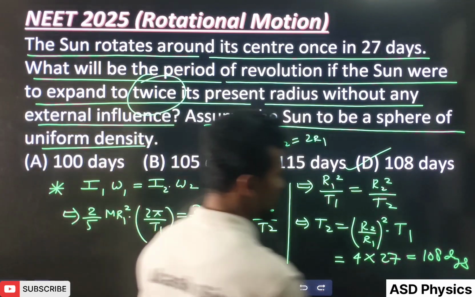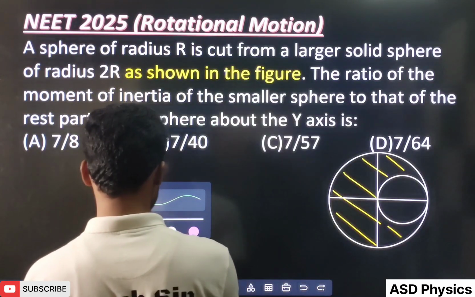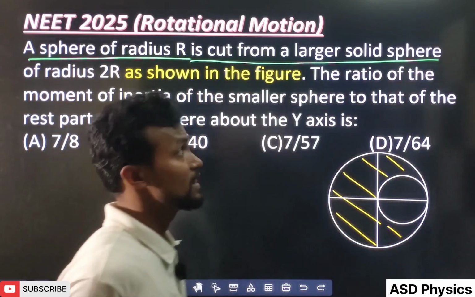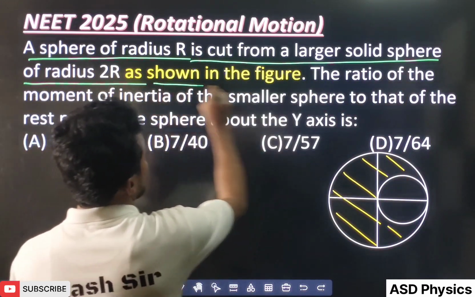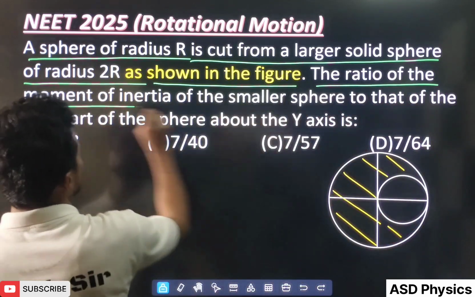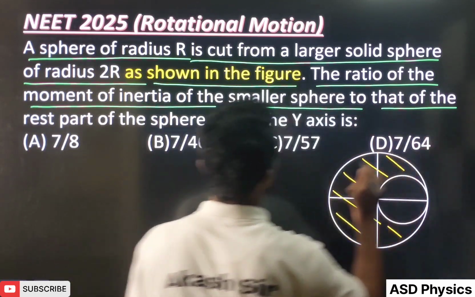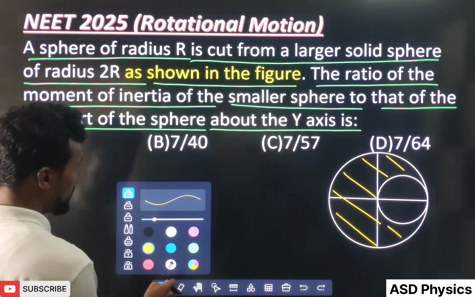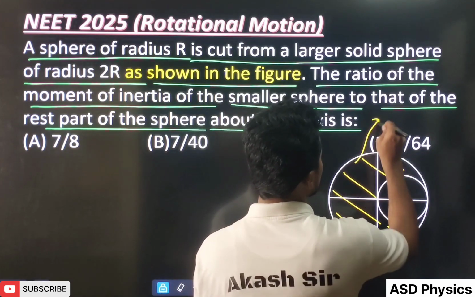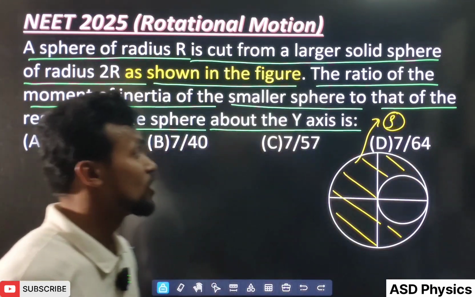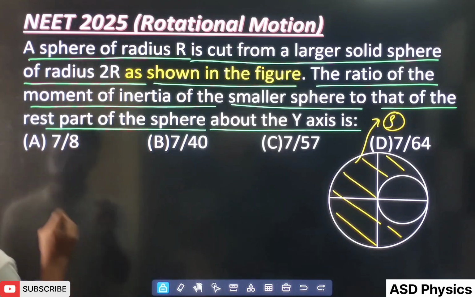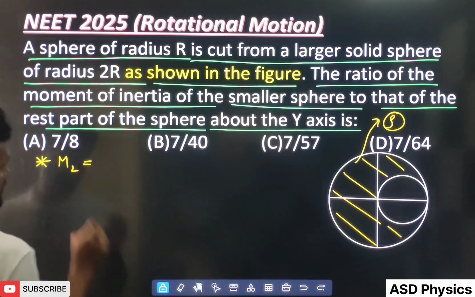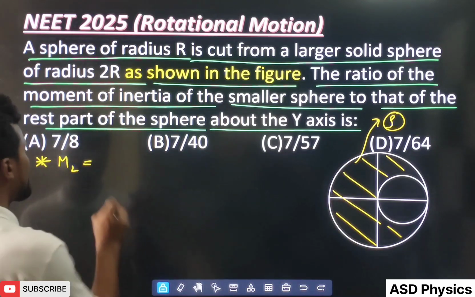Great. Now, students, we'll move to this question. The question is: a sphere of radius r is cut from a larger solid sphere of radius 2r as shown in figure. The ratio of the moment of inertia of the smaller sphere to that of the rest part of the sphere will be how much? In this question, remember, one solid sphere is this and its density is rho. Density means mass by volume. So the mass of the larger, original sphere will come.